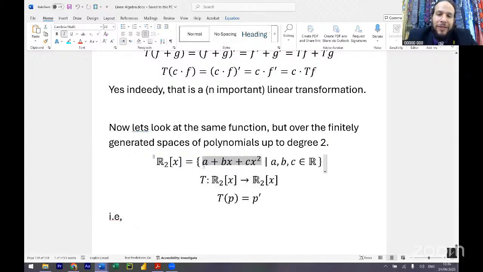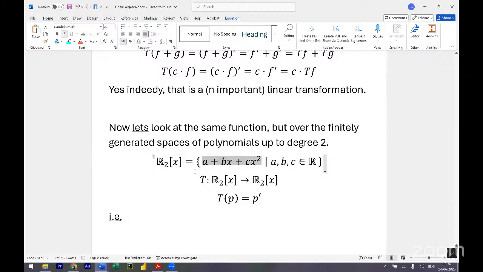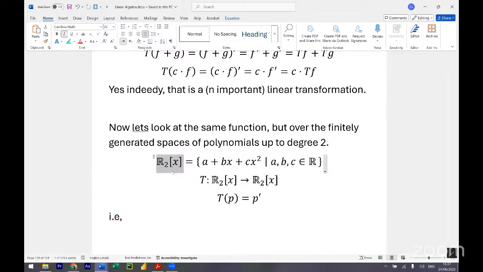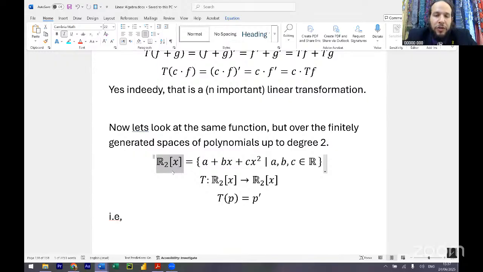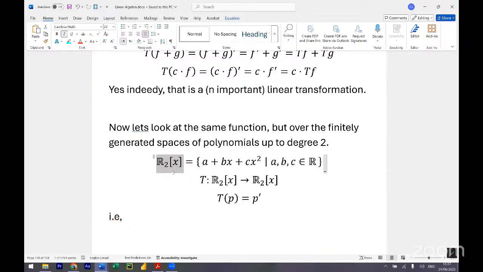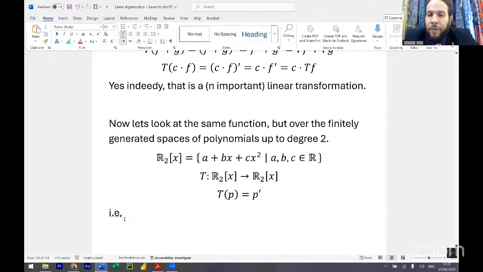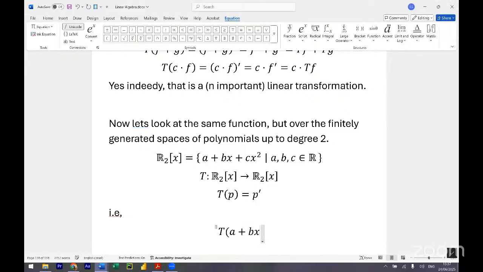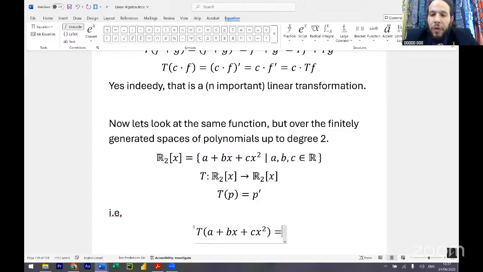But again, there's a dimension here even. What is the dimension of R2[x]? What is the dimension of this space? 3. 3, exactly. Because we need 3 vectors to create it. The constant 1, the function x, and the function x squared. Okay. So it is finitely generated, and you'll see why that is important for me. But I'm just saying that T of A plus Bx plus Cx squared, what does it equal to?